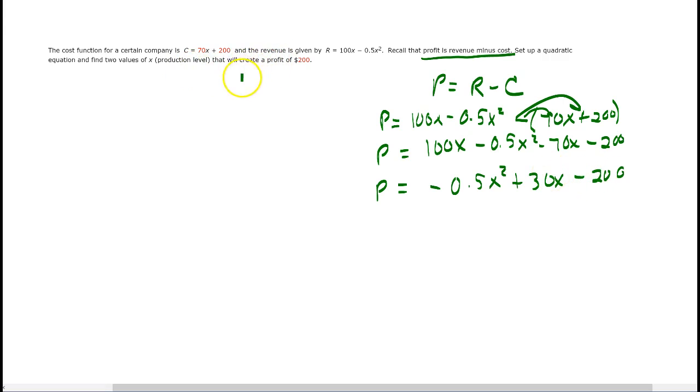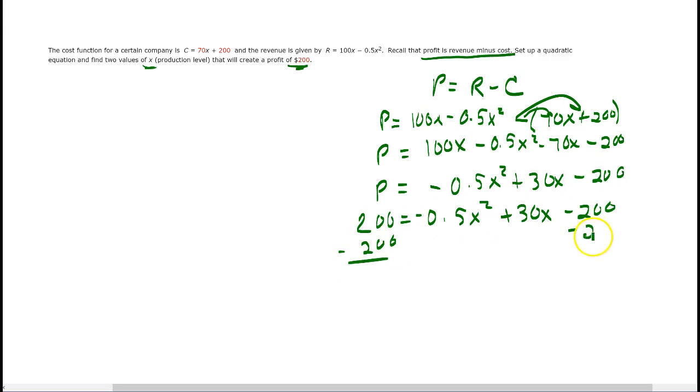Now it wants to know what are my values of x that would create a profit of $200. So that's my P. So I'm going to put 200 in for my P, and then we're going to solve for our x's. Okay, so set it equal to 0. So I'm going to subtract 200 from both sides. So I get 0 equals negative 0.5x squared plus 30x minus 400. And now we need to solve this equation.